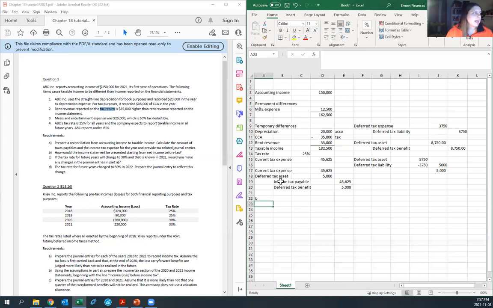For B, it's asking you to do the income statement starting from net income before tax. So your net income before tax is your accounting income. So it's going to be net income before tax.